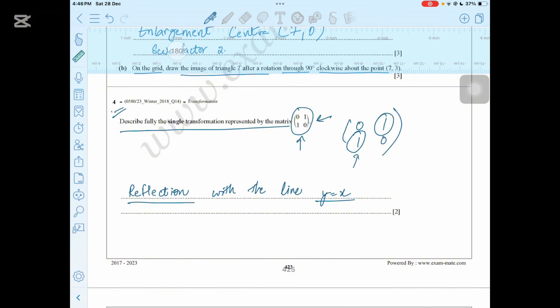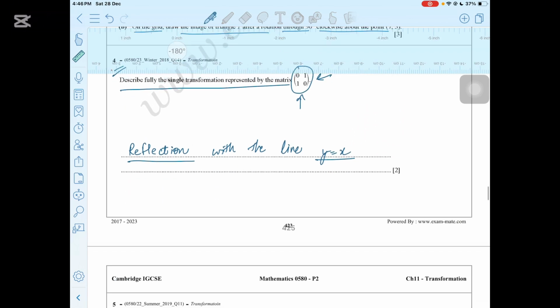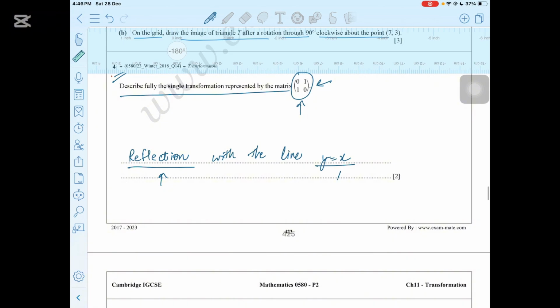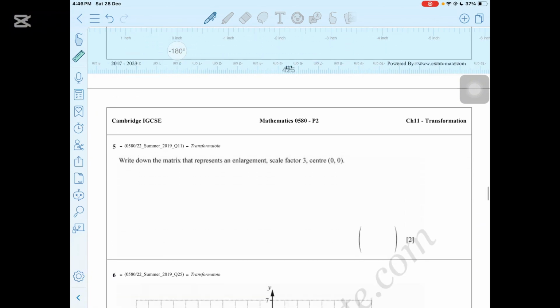So if you don't have a scale factor over here, you can simply... for this enlargement we have this usually, right? So we need to have a scale factor over here for it to be an enlargement. So if we don't have an enlargement over here, this would be a reflection with y equals x as the line, right?